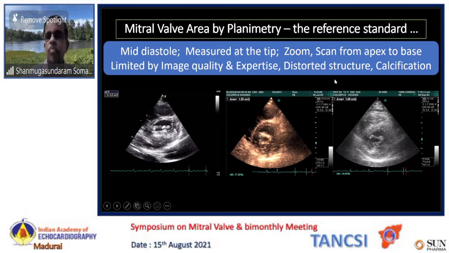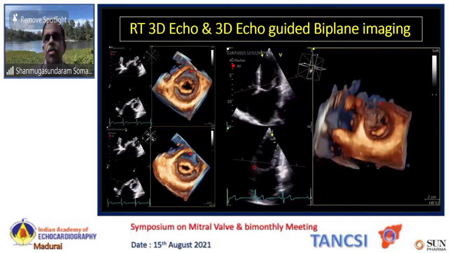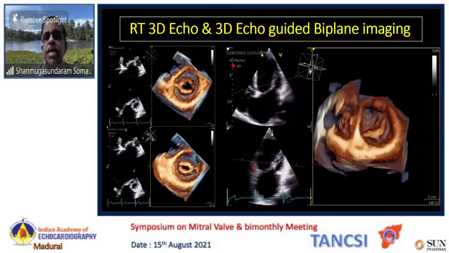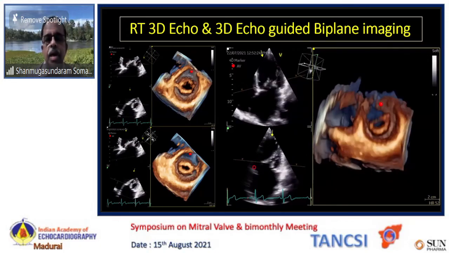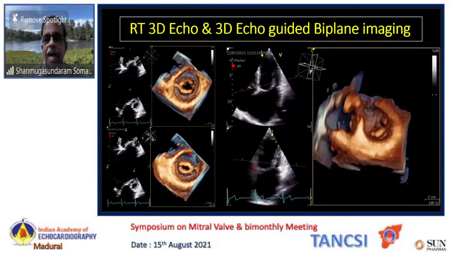But the problem with 2D estimation of severity is it is limited by the image quality and expertise of the individual. And whenever the valve structure is distorted or heavily calcified, it's going to be difficult to estimate the severity. But real-time 3D echo and 3D echo guided biplane imaging come very handy in estimating the valve area.